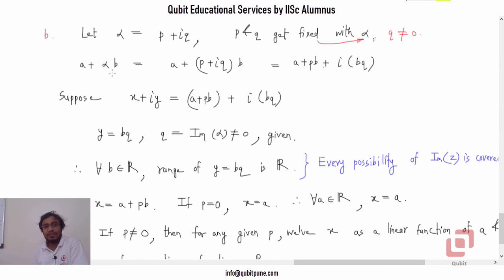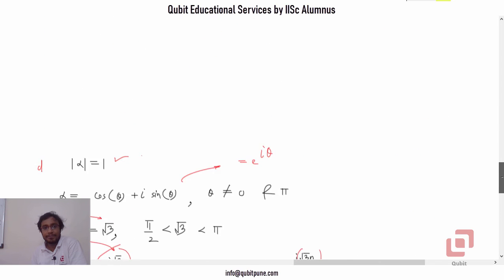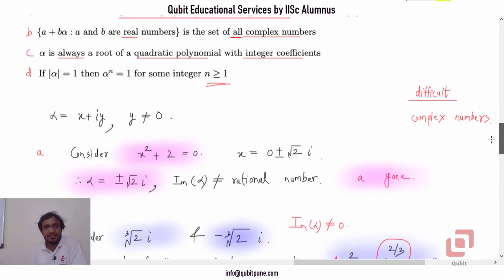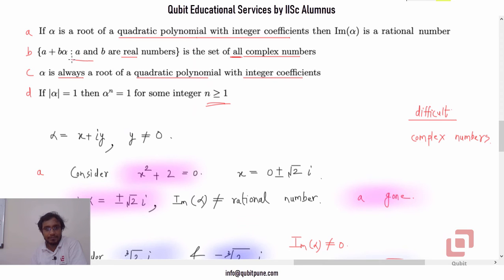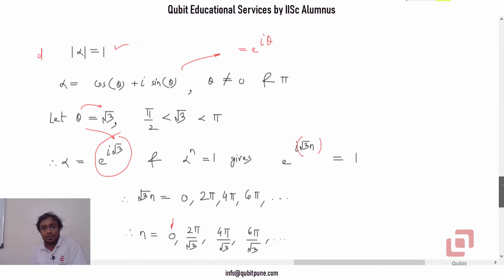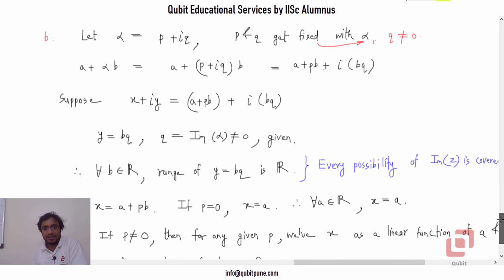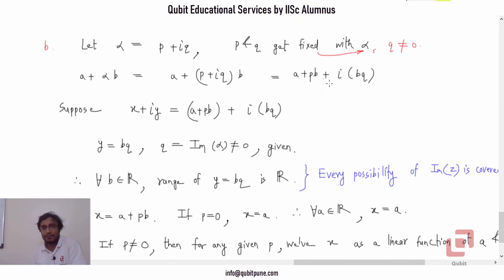So what is a plus alpha b now? Separating the real and imaginary parts of this number, alpha is p plus iq, and they have already said that a and b are real numbers here. So separating the real and imaginary parts of a plus alpha b gives us a plus pb to be the real part and bq, or qb, to be the imaginary part. Now let's equate this with the general form of complex number, that is z equal to x plus iy.